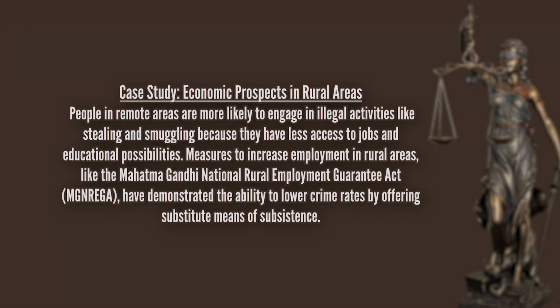Here we discuss a case study of economic prospects in the rural areas. People in remote areas are more likely to engage in illegal activities like stealing and smuggling because they have less access to jobs and educational possibilities. The measures to increase employment in rural areas like the Mahatma Gandhi National Rural Employment Guarantee Act, MGNREGA as we call it, have demonstrated the ability to lower the crime rates by offering substitute means of subsistence.